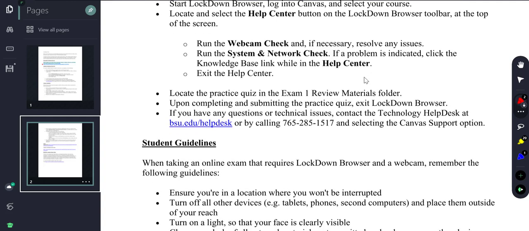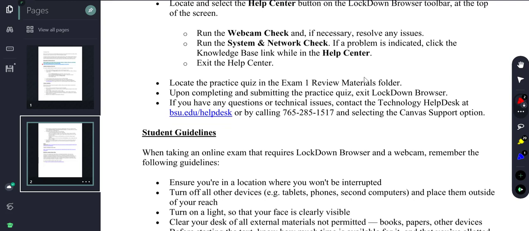Now, if you run into problems, I'm not an expert on the lockdown browser, but these folks at the help desk are. So if you have any problems with the lockdown browser, use this link, or you can call this number for Canvas support and talk to somebody there who can help you with those.